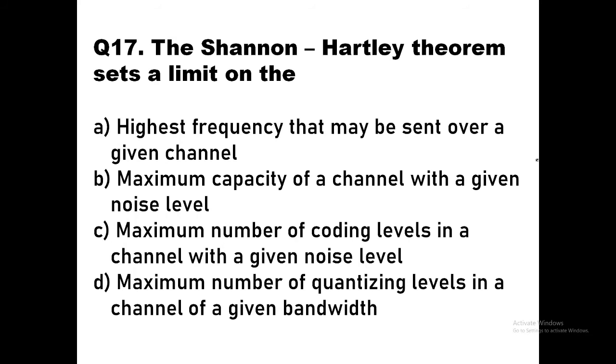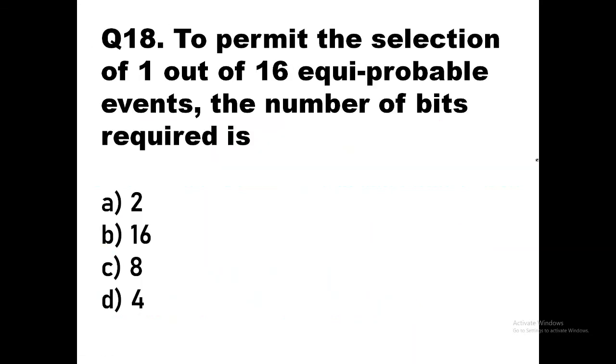So the Shannon-Hartley theorem is C = B log2(1 + S/N). That is giving you the maximum capacity of a channel with a given noise level. So answer B will be the correct one. Clear? Then we will go to the next question, question number 18.